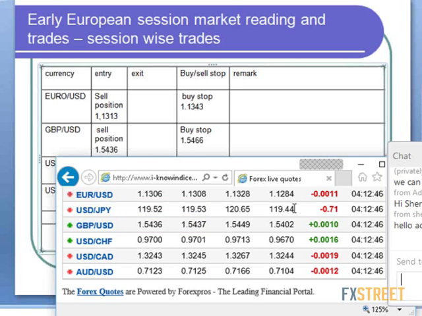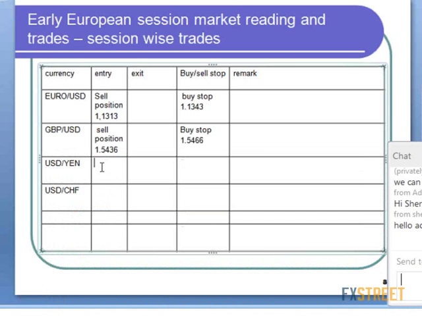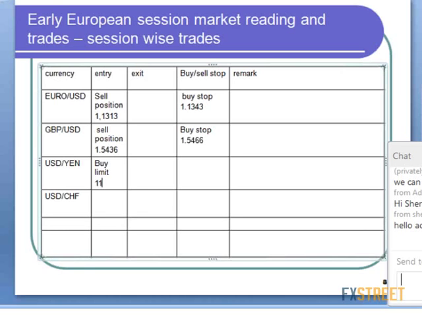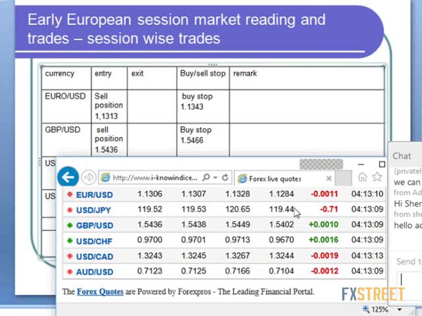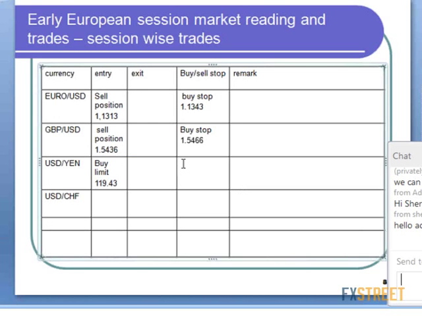So near the low, probably 119.40 or 42, I will keep a buy limit order. Okay, I'll keep it at 119.43. 44 is the low. They just go 1 pip below that, so that if they hit, I'll get a buy and keep a 30 pips hedge order to limit the risk.